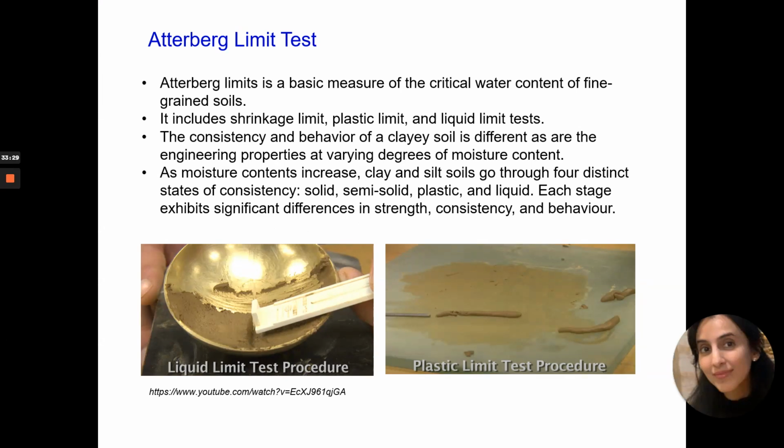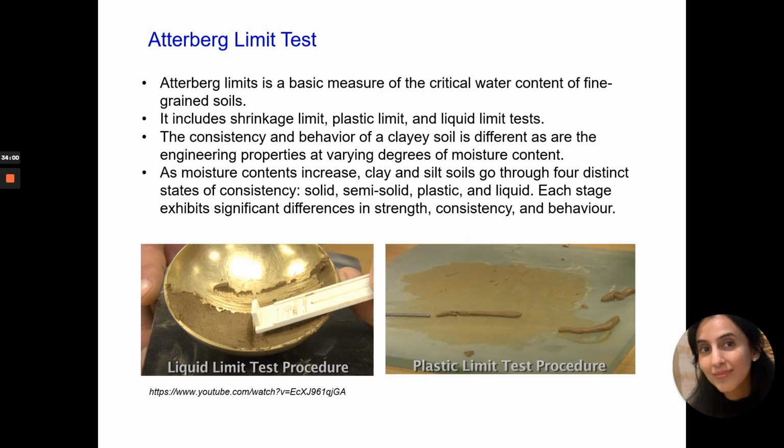First one is Atterberg limit test, in which you have actually seen the video. I've told you to see the video, and under Atterberg limit test you have liquid limit test and plastic limit test. I took the pictures from the video I asked you to see. That's the link. So Atterberg limit test is the basic measure of the critical water content of fine-grained soils. It includes shrinkage limit, plastic limit, and liquid limit test.